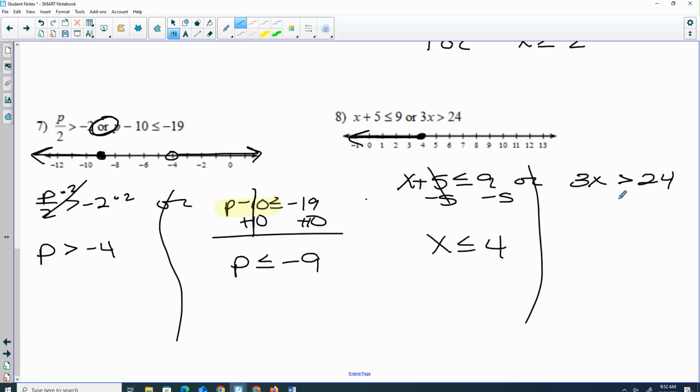All right, Hayden, what would I do next for this one? Divide. So we get x is greater than 8. So Julius, open or closed circle at 8? Open. And going to the left or the right?